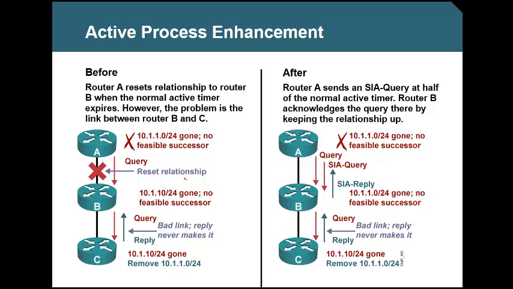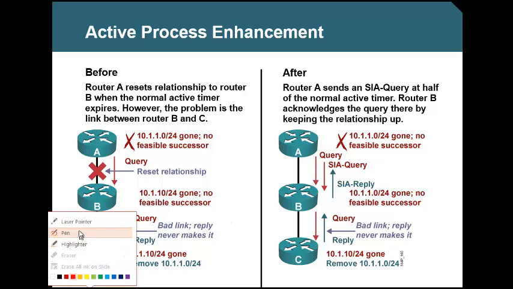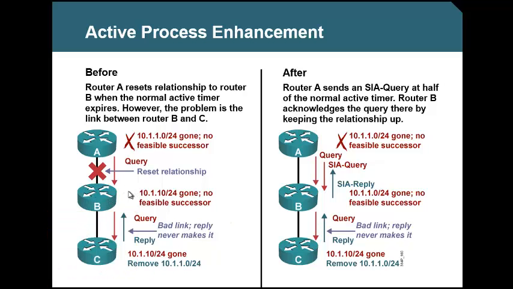That is what this says. When you configure stub, the routers go and inform about their stub status. As a result, query will go only for those networks which B and C can answer. Otherwise it won't go. It won't get into stuck in active state.